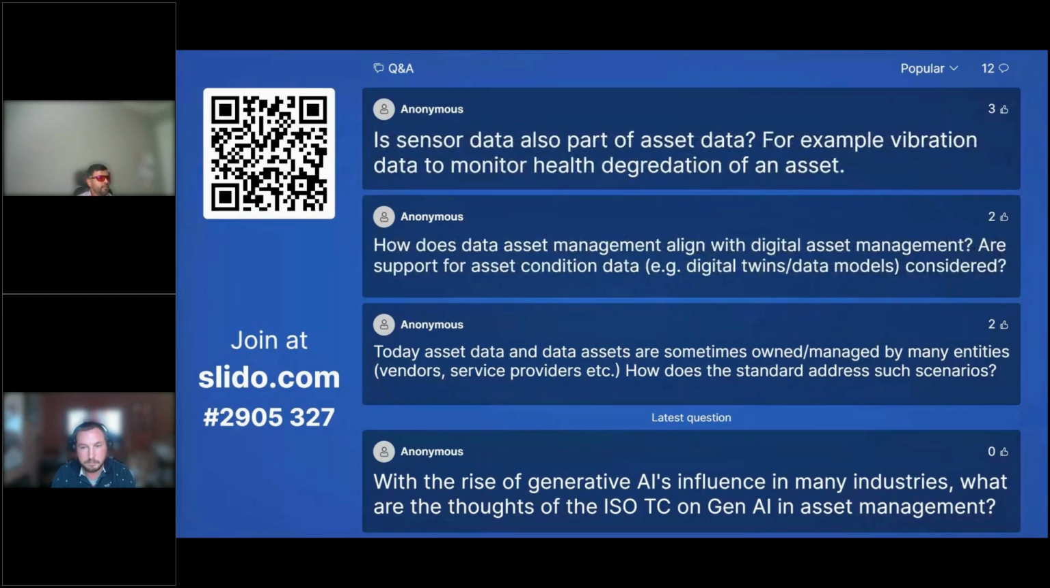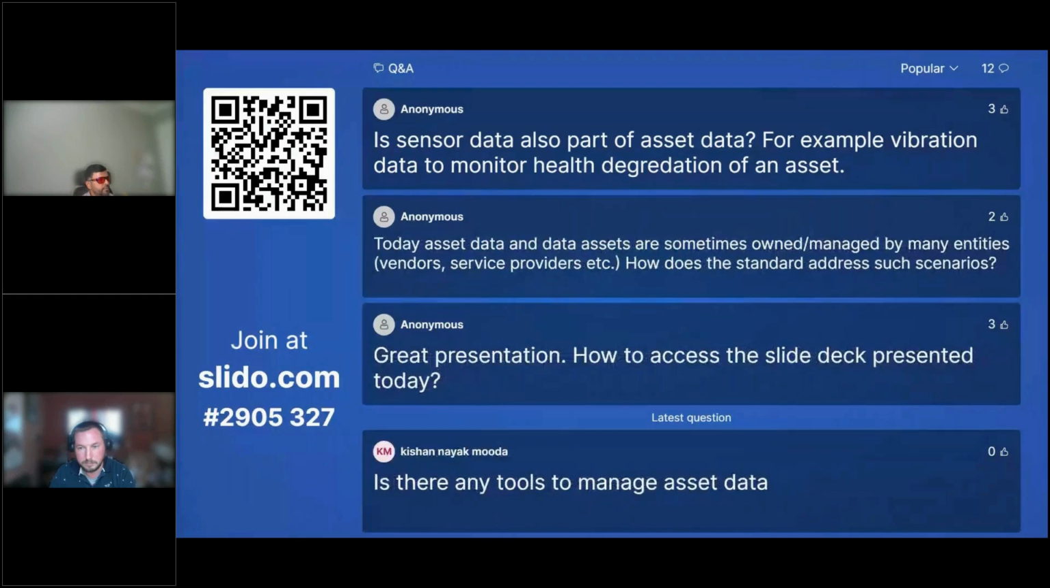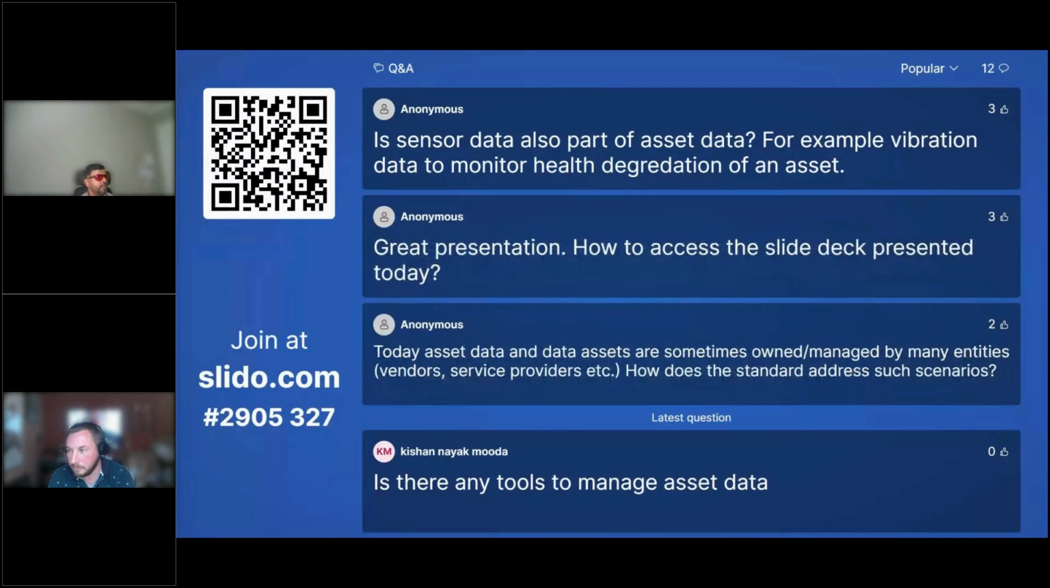So data asset management applies to all types of data. But I understand that we are sprinting forward into a digital age where most of our data is going to be in the digital format. So the same principles that we lay down in the standard talking about data asset management should work for digital asset management. And we don't specifically target digital twins in particular because remember this is not a prescriptive standard. This is a guidance standard.